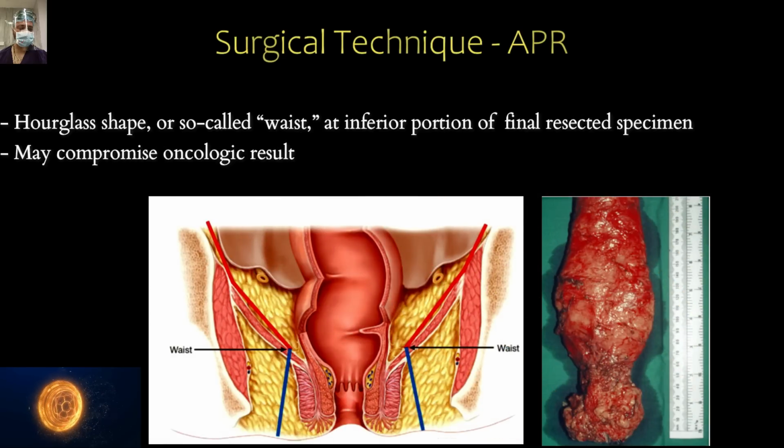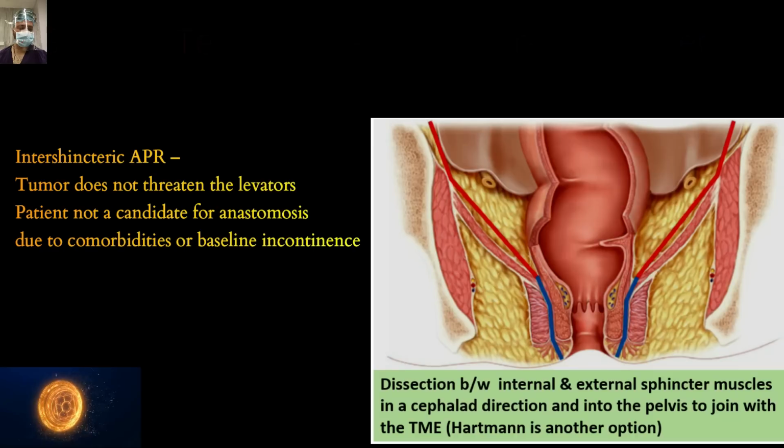The disadvantage of this classical APR technique is that there is an hourglass-type waist formation at the level of the pelvic floor, and this is the final specimen on the left side. There is a narrowing at the level of the pelvic floor, and if the tumor is located somewhere close here, there can be potential involvement of the circumferential resection margin.